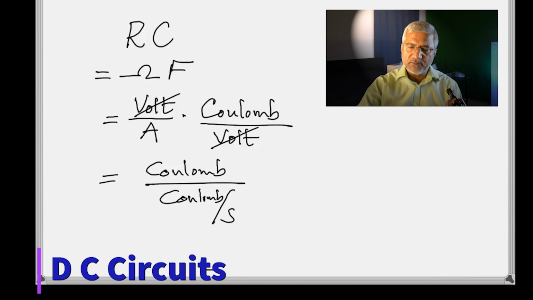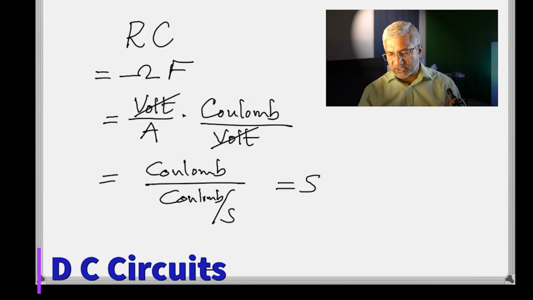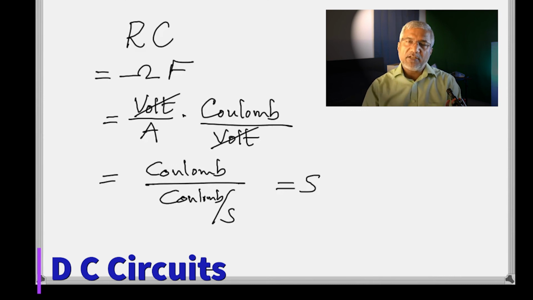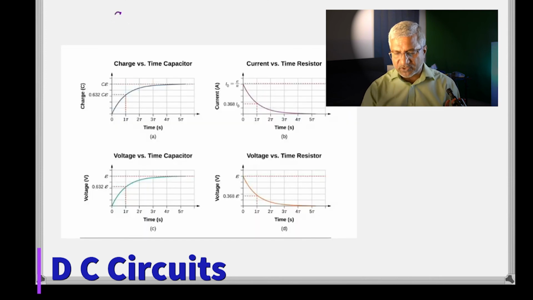So you have coulomb divided by coulomb over second, which the coulombs cancel out and they get second. In fact, the product R times C is called the time constant of the circuit. Look at the definitions. It'll be the time for the charge to build up to 63.2% of the maximum charge, okay? We'll look at the graphs and then you will understand.